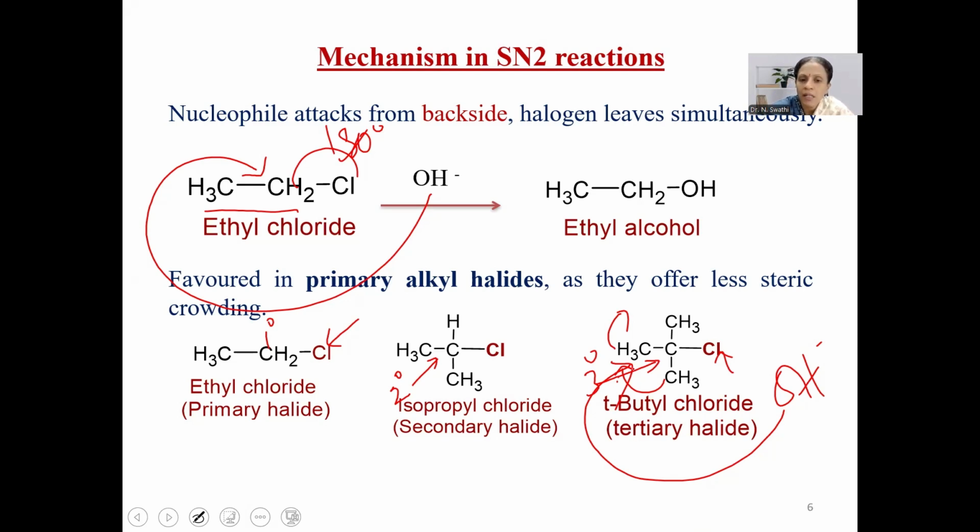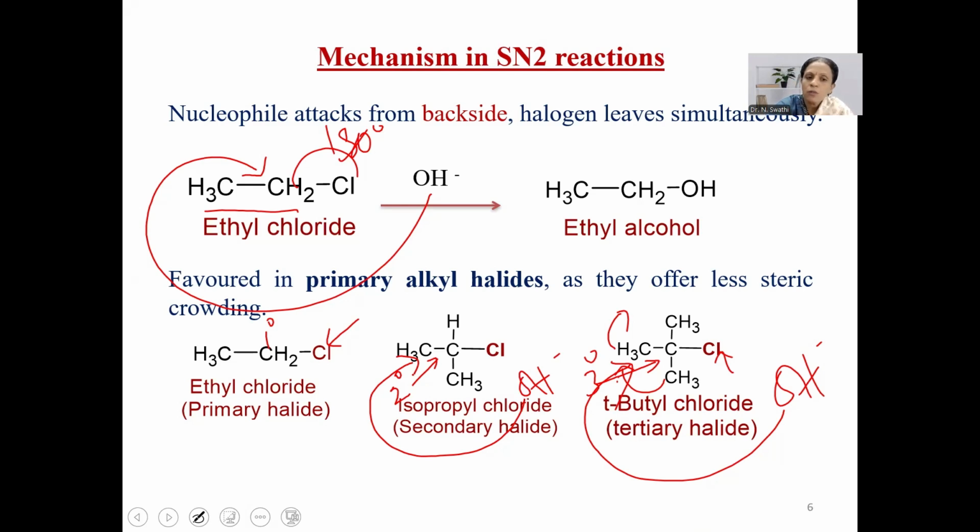When it comes to the secondary alkyl halide, here also almost the same is the case. Backside attack only, in case of all alkyl halides, as far as it is SN2 reaction. So here there is crowding because of the two methyl groups. Okay, so the crowding is less when compared with tertiary alkyl halides, but still there is crowding.